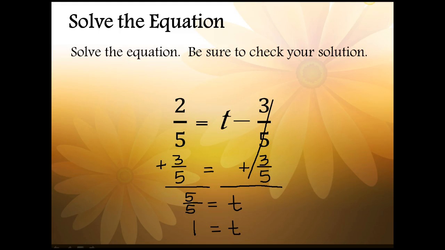We can go back and check our solution by starting with 5/5 and subtracting 3/5, and we would subtract the numerators. 5 minus 3 is 2, and the denominator would still be 5. Since this is a true statement, we know that 5/5 or 1 is the solution.